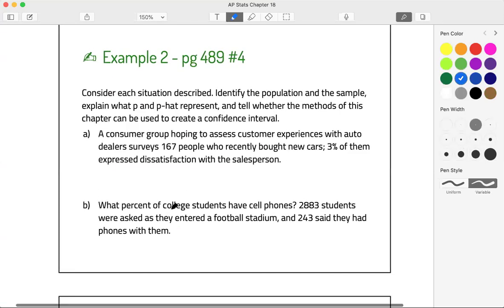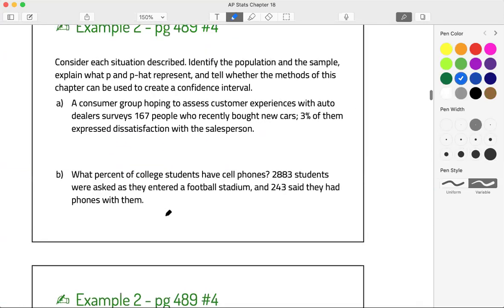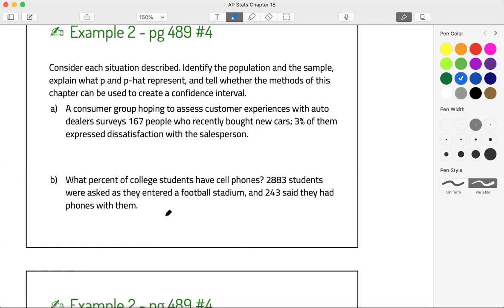All right, let's take a look at example 2. So let's consider each situation described. We're going to identify the population and the sample, explain what p and p hat represent, and tell whether the methods of this chapter can be used to create a confidence interval. So let's take a look at A. A says a consumer group hoping to assess customer experiences with auto dealers surveys 167 people who recently bought new cars. 3% of them expressed dissatisfaction with the salespeople.